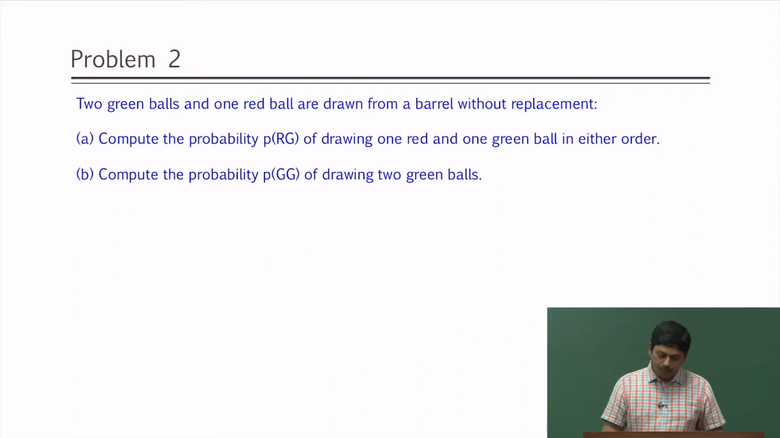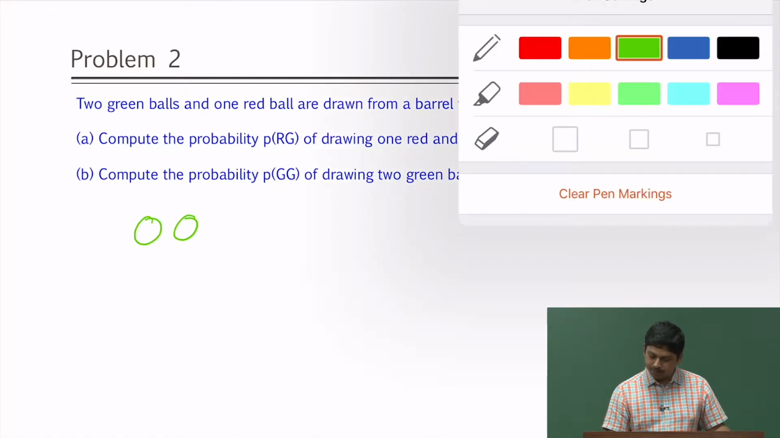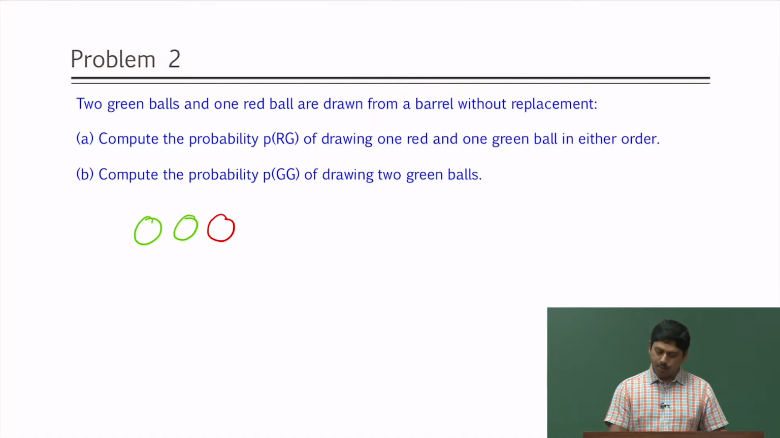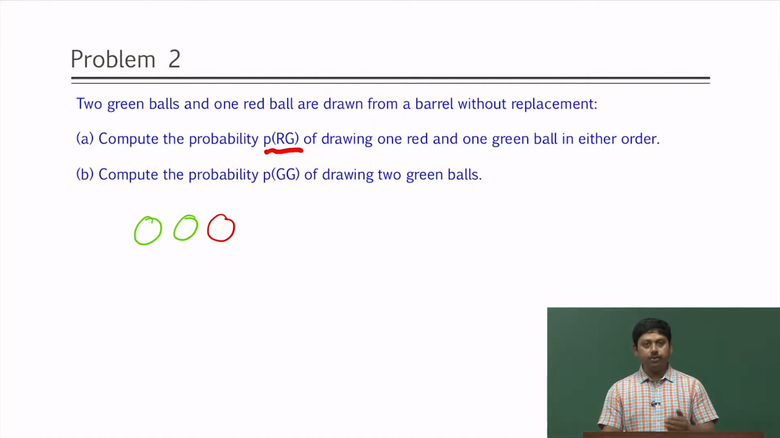Okay, now we go to the next problem. 2 green balls and 1 red ball are in a barrel. So, now I have 2 green balls and 1 red. The balls are drawn from the barrel without replacement. Compute the probability PRG of drawing 1 red and 1 green ball in either order, which means I can either take a red one and then a green one, or a green one and then a red one. We can calculate the probabilities.